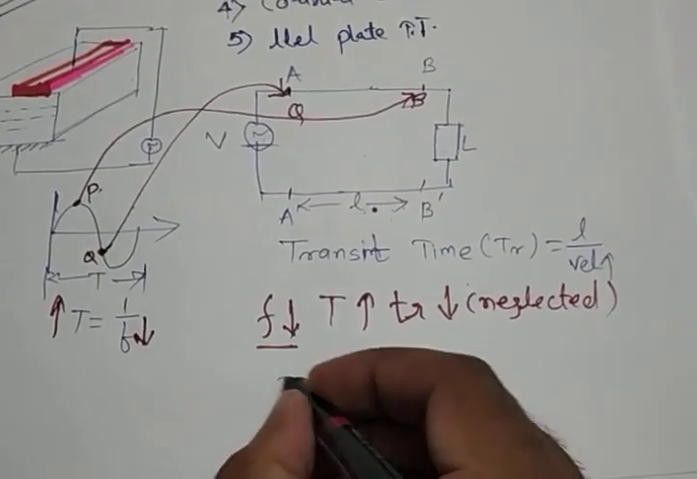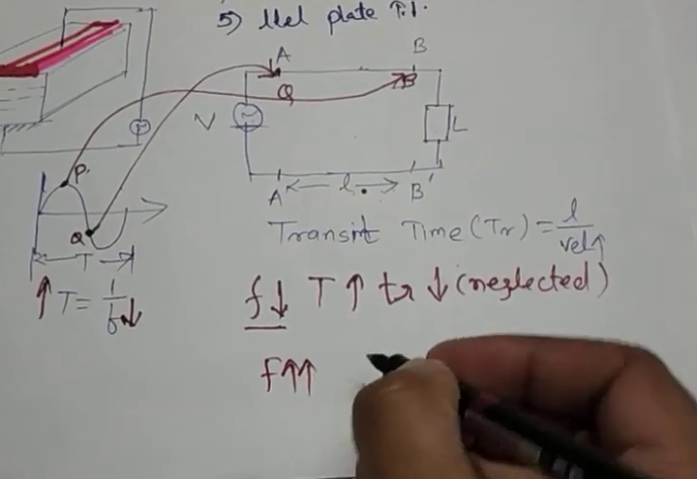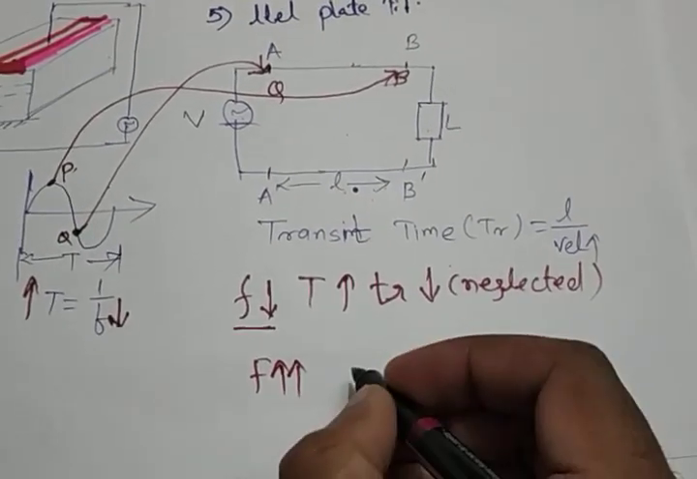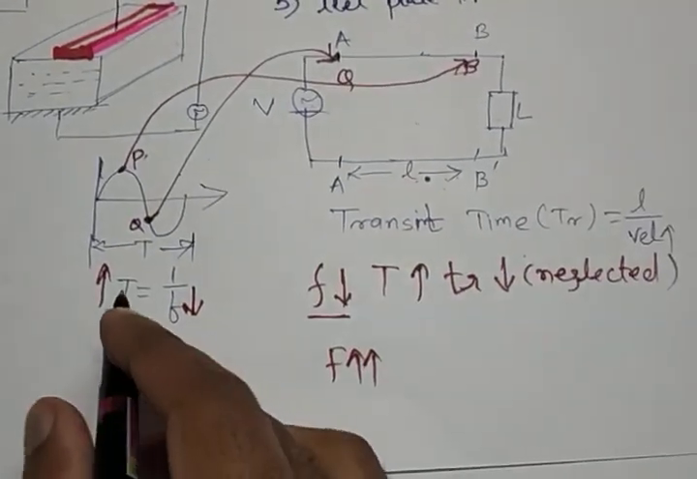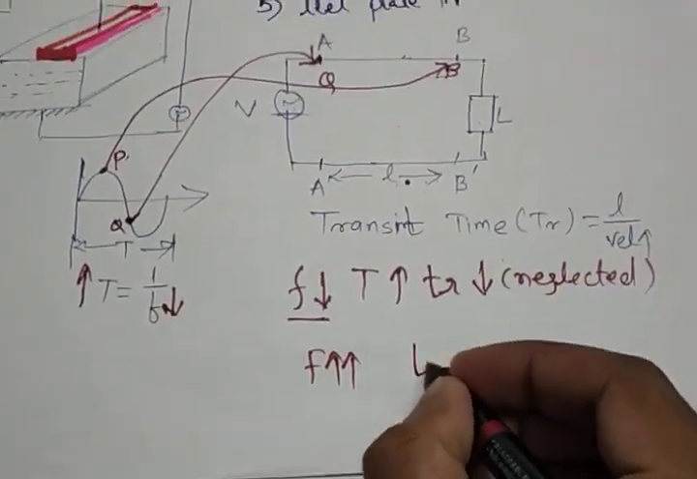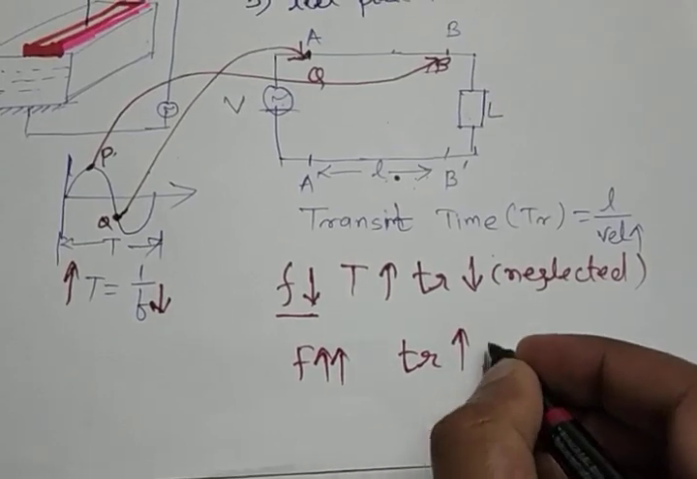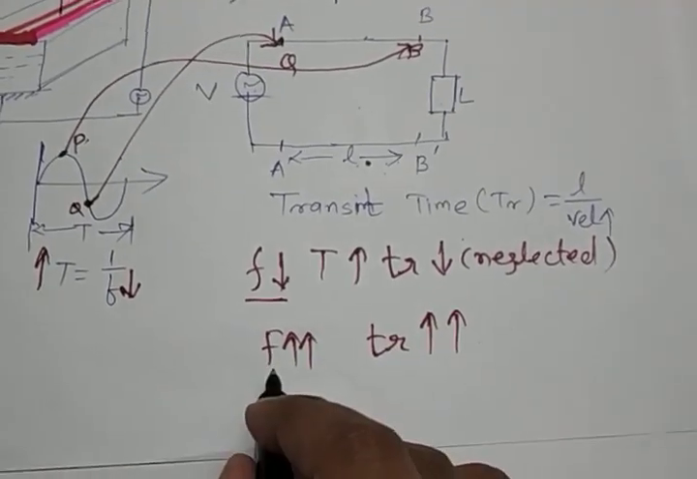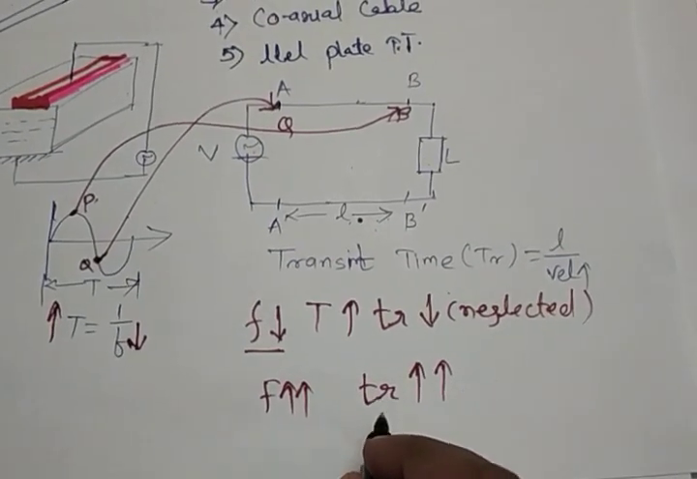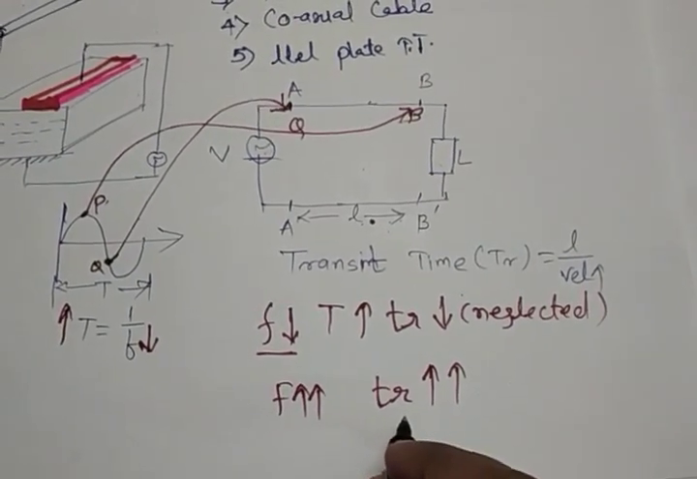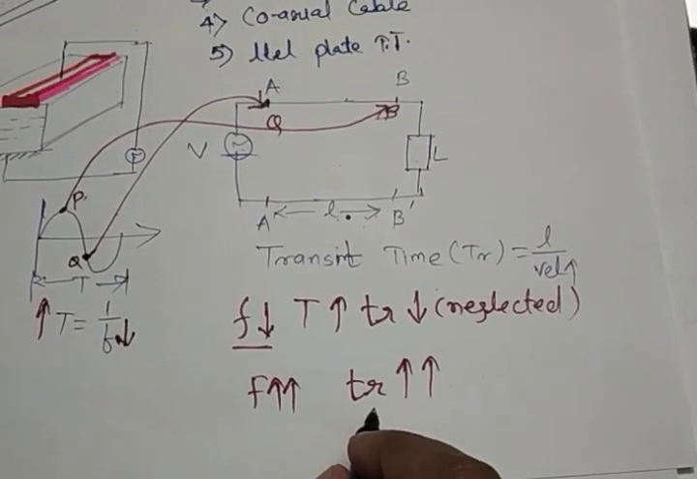So if frequency is increased, what will happen? It will go opposite. Time period will go down and the TR will go up. So for higher frequencies, we have to consider the transit time. So these are very important for them.